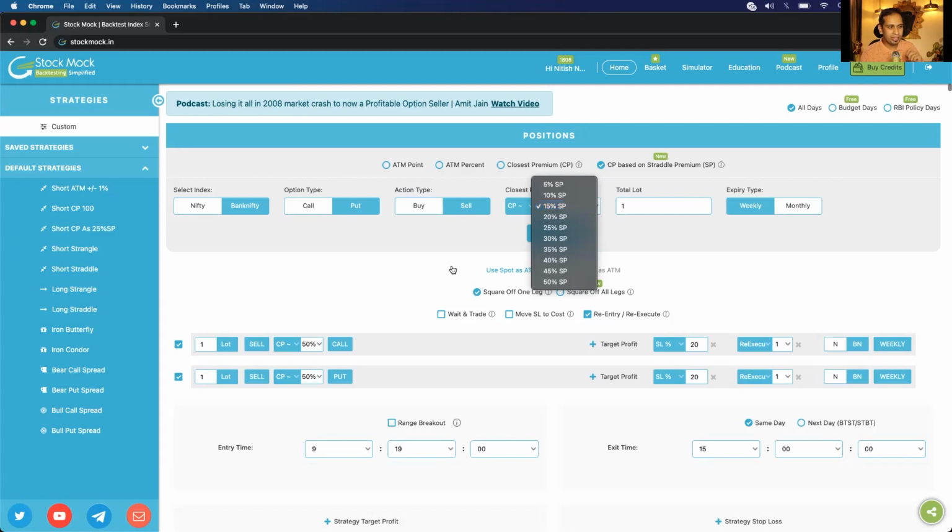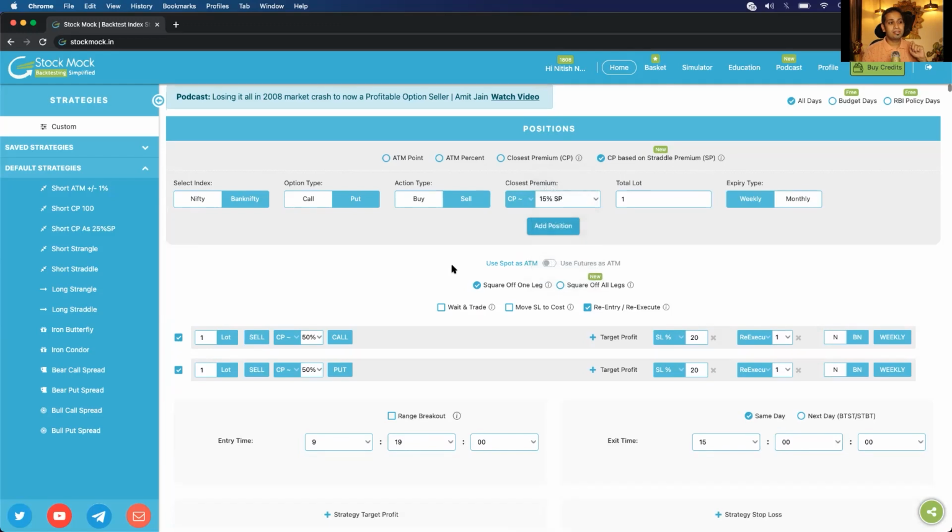Now you tell me, this question is, would you like to trade this strategy which has the closest premium at 50% of call and put, or would you like to trade the ATM straddle, which is the ATM call and ATM put? If you are given the choice between these two, which one will you choose? ATM call put or this one, and why? Do think about this deeply and then let me know which one you would like to trade.